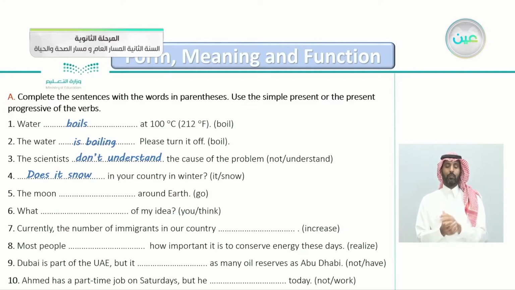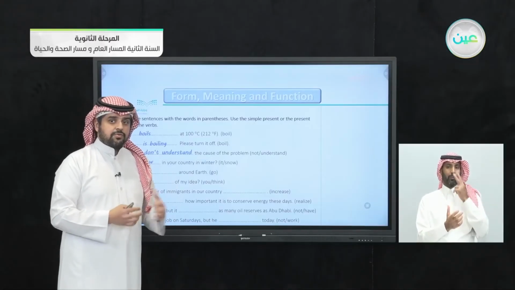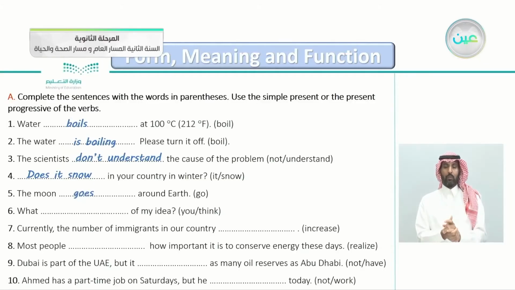Number five, the moon around the earth. And the verb go. So what's the answer here? You can say this is a routine here. Yes, the moon goes around the earth. This is a routine for the moon.